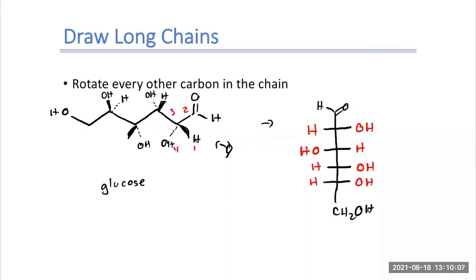So now you guys have learned how to draw from a tetrahedral to a Fischer, and then from a Fischer back to a tetrahedral. You also have learned how to assign the R and S configuration of a Fischer projection and how to draw longer chains in a Fischer projection.